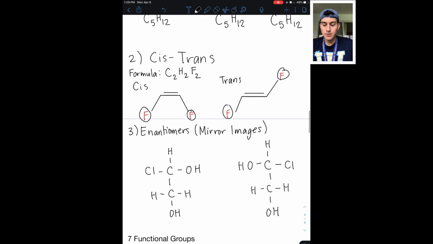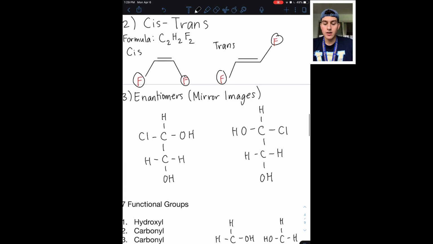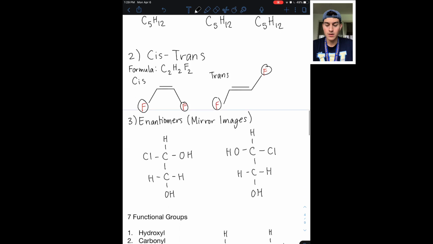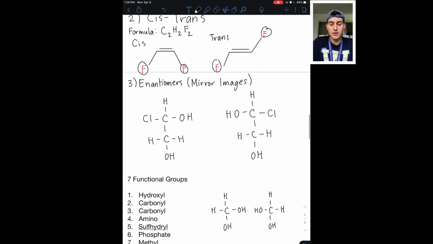So the next example is enantiomers, and up here it says enantiomers are mirror images, and it needs to be connected to 4 different things. It needs to have an asymmetric carbon. So an asymmetric carbon is something that's connected to 4 different things. If it's not connected to 4 different things, then it's not an asymmetric carbon. So we're going to look at the first example here. So I actually have 2 examples for us.